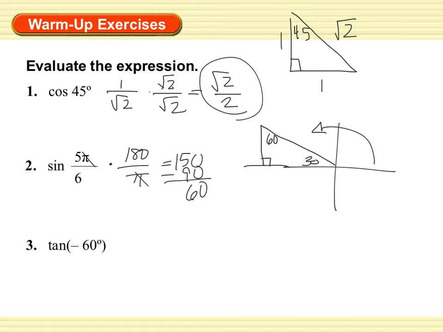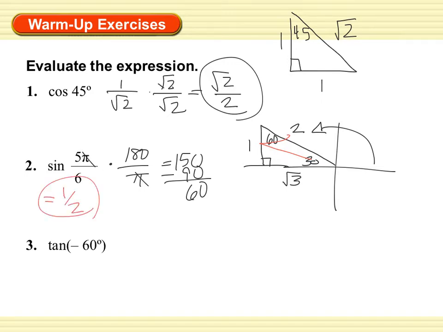So I have another special triangle. I need to remember what those measurements are. So that's the triangle I need to have memorized. Sine is opposite over hypotenuse. So sine of 5 pi over 6 equals 1/2.